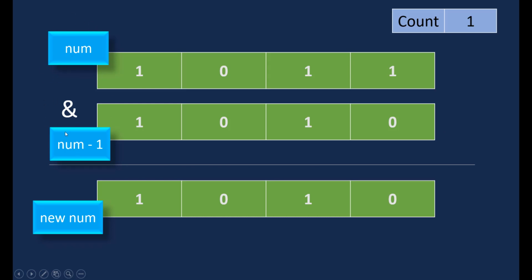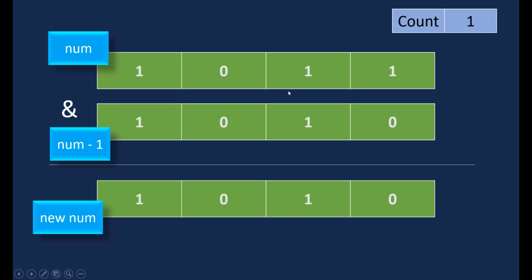This operation would give us a result with the flipped bit for the last one that was present in the original number. So this is the least significant one present in our number, and in the result it got flipped. So each time we are flipping, we will be incrementing our count.